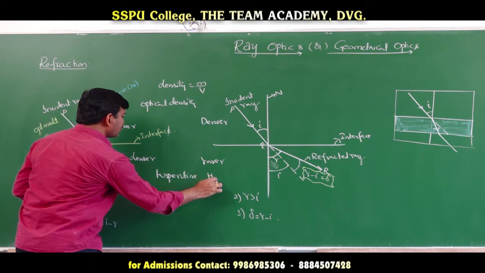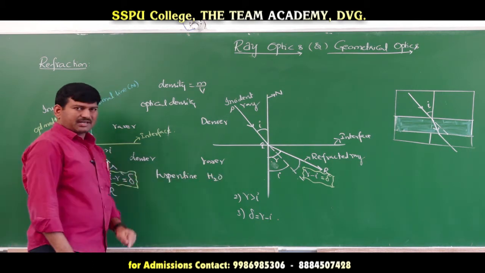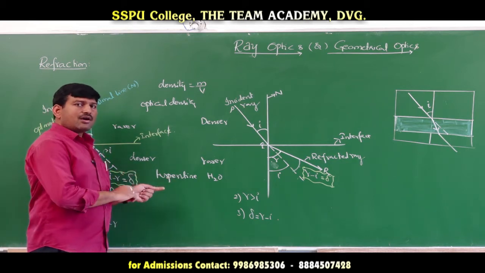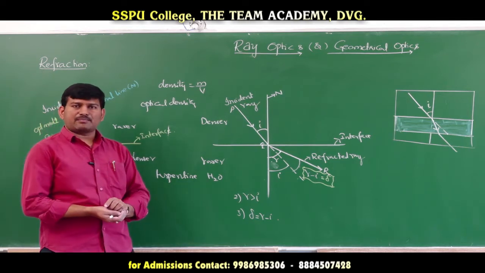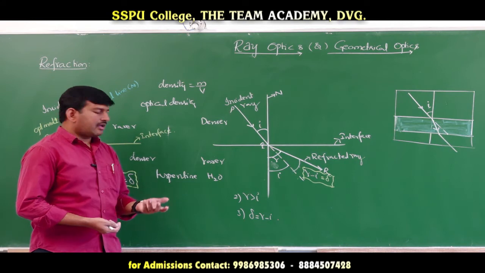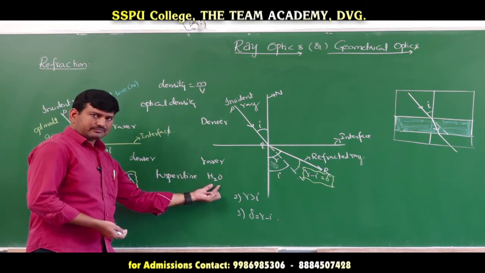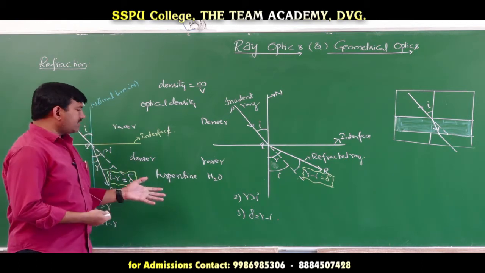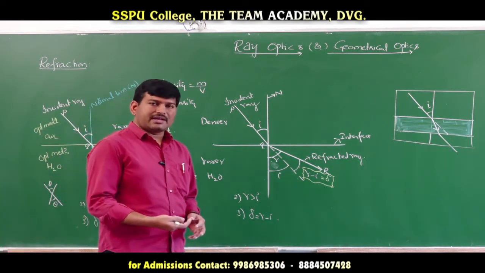And water, if you choose, the mass density of water is more than turpentine. But optical density is more for turpentine. That means quite the opposite case. So, out of water and turpentine, the mass density is more for water, but optical density is more for turpentine. So, that means we can't say that a denser medium must be an optically denser medium.